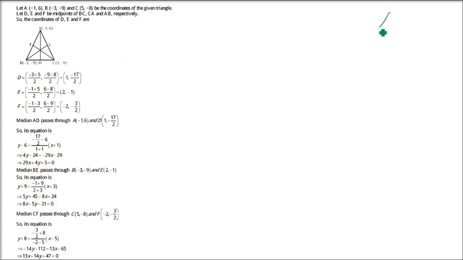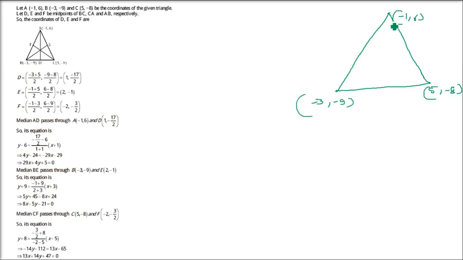What is a median? A median is the line from a vertex to the opposite side which divides the opposite side into two equal parts. That is, if I drop a line from -1, 6 to the side joining 5, -8 and -3, -9, either way you can take. When we draw one median, there will be another line like this, there will be 3 lines like this, and they are going to have a common point.